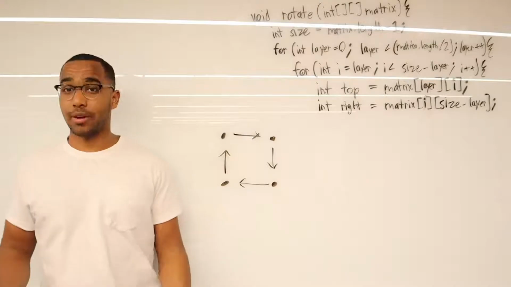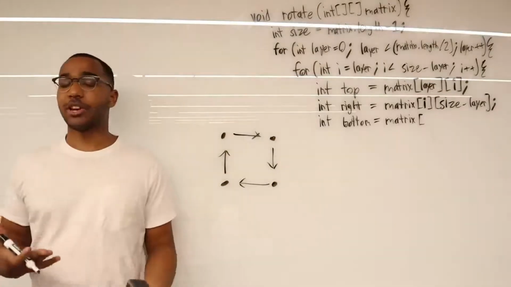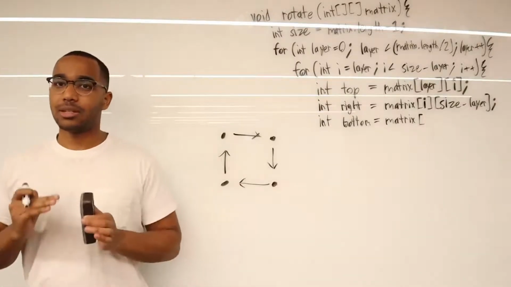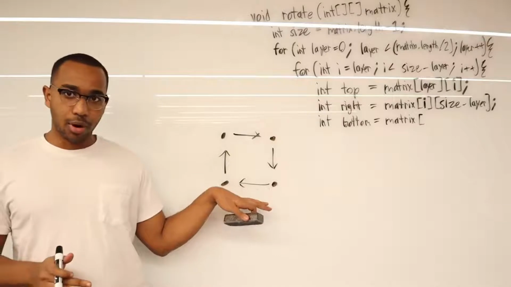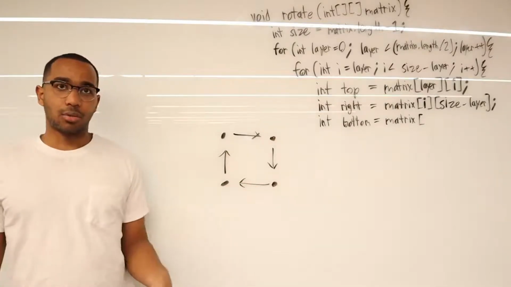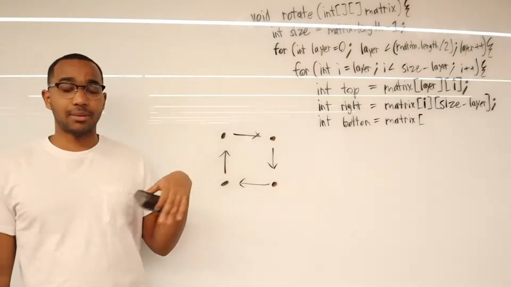And now we need to get this guy, the bottom. So we need to think about this. What is the row? What is the column? And what is changing? That's the key thing to think about. The row is consistent. The bottom guy is going to scan this way. So the row, what is this? It's going to be size, last index, minus layer.